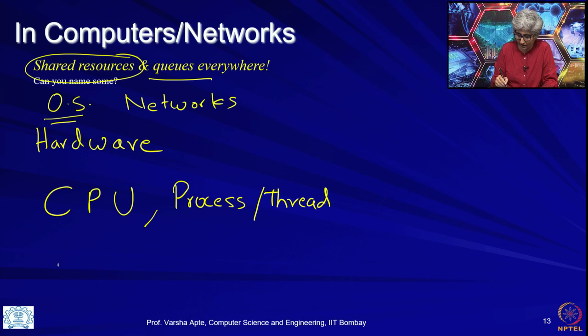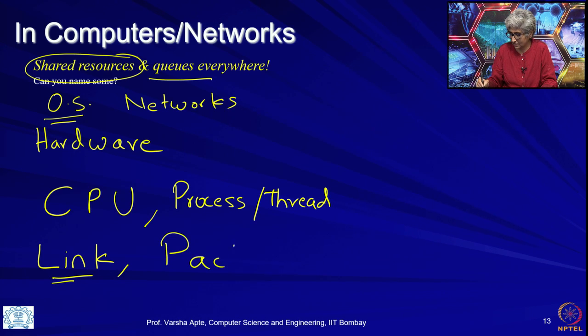Or you can think of a network link. What is it that actually goes on a network link in terms of computer networks? I mean, you can think of many things, electromagnetic signals and so on. But a computer networking view of a link should suggest to you that the things that use links are packets. So in this way we can think of resources and users, and these are shared.